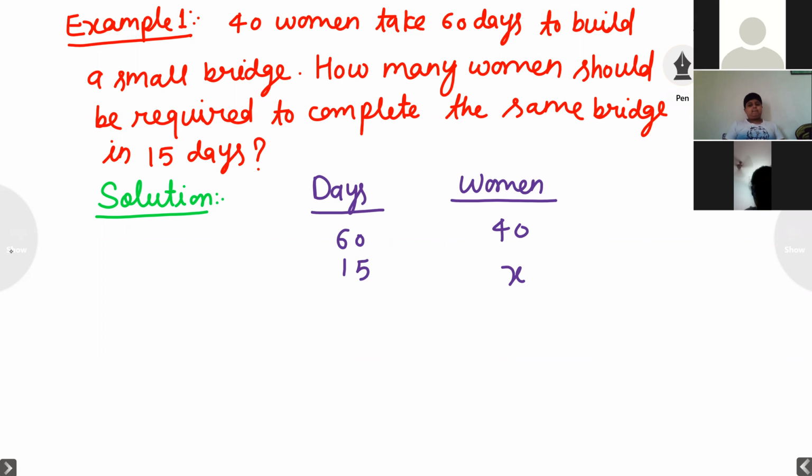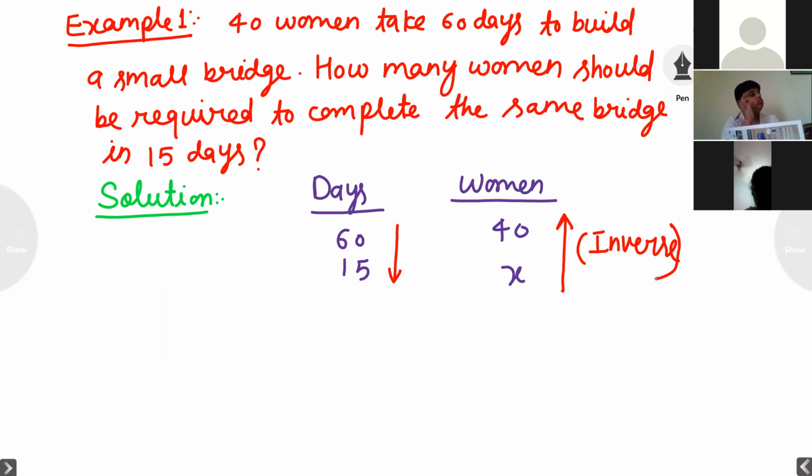Then do we want more women or fewer women? More women. It means this arrow will come down and this arrow will go up. This is called inverse. In the case of inverse, one arrow will be down and the second arrow will go up. Now, here we cannot do cross multiplication. In the case of inverse variation, inverse proportion, there is only one method.